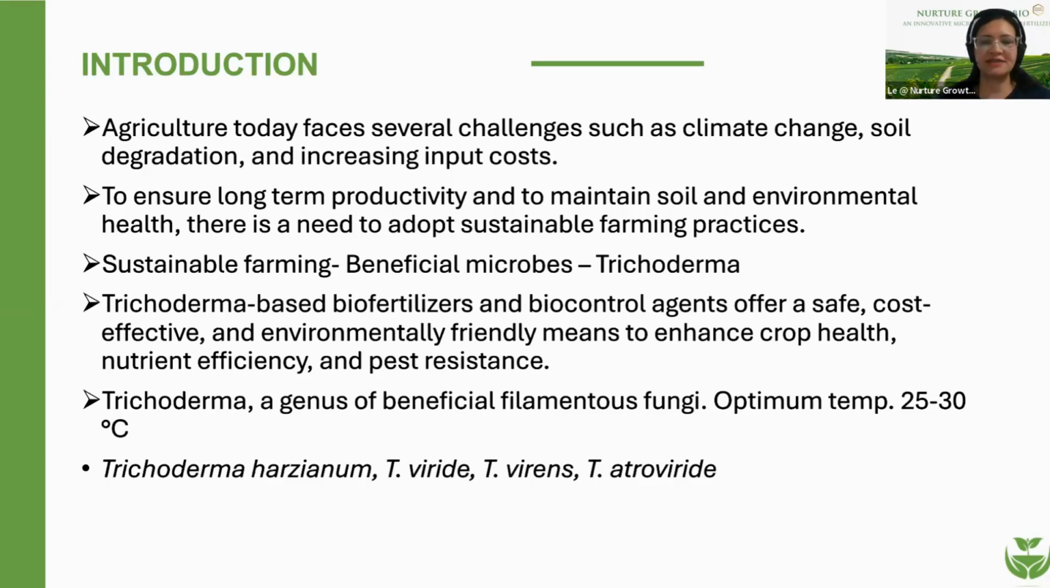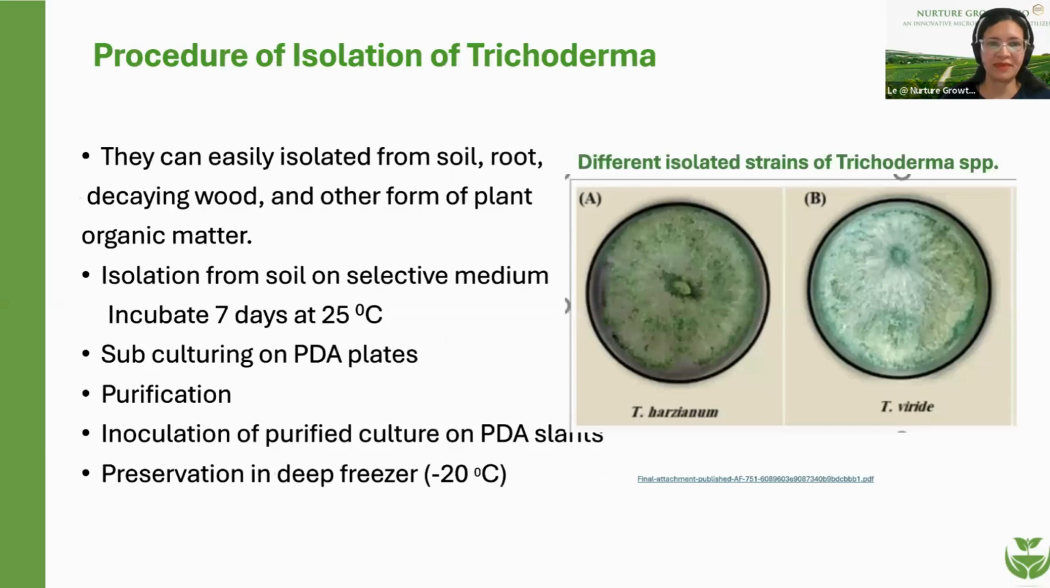Trichoderma is a beneficial filamentous fungus which grows at 25 to 30 degrees Celsius. This is the optimum temperature for the growth of trichoderma. It has a number of beneficial species such as Trichoderma harzianum, Trichoderma viride, and many others, which play an important role as beneficial microbes and as biologicals in sustainable agriculture.